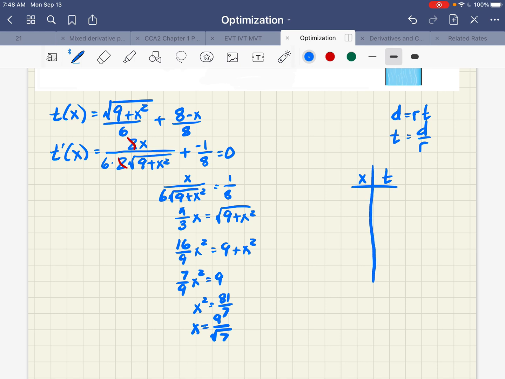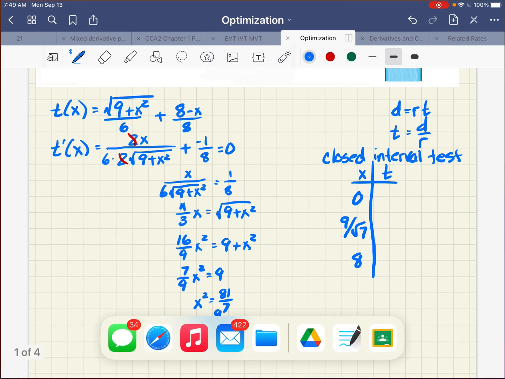And I'll label this the closed interval test, is what it's called. It's when you just test all the critical values and the endpoints, if it's a closed interval, and see which one is, in this case, the lowest. So the lowest value x could have would be 0. The critical value would be 9 over square root of 7, and the maximum x value would be 8. And so you would just try all of those values in the original function t of x.